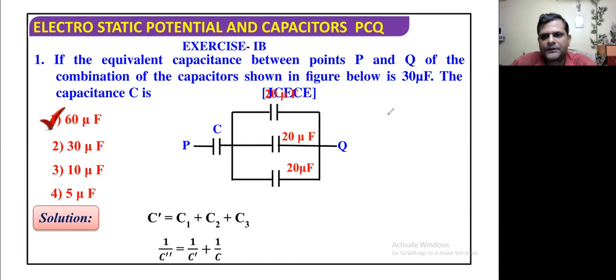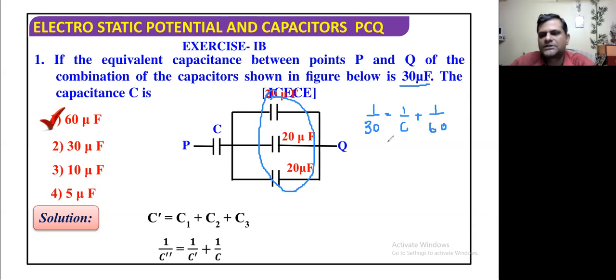Here this C का जो वैल्यू हमको पता नहीं, but we know the effective capacitance here. So we can just say that 1 upon effective capacitance 30 must be equal to 1 upon C, which is to be found out, plus 1 upon this combination. ये पूरे combination का जो capacitance है तो वो यहाँ पे आ जाएगा 60 here.